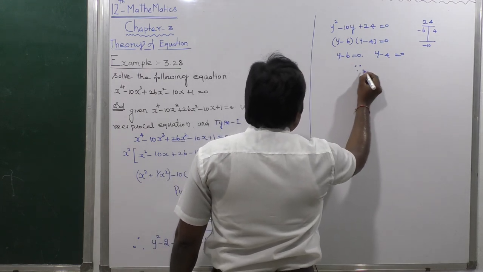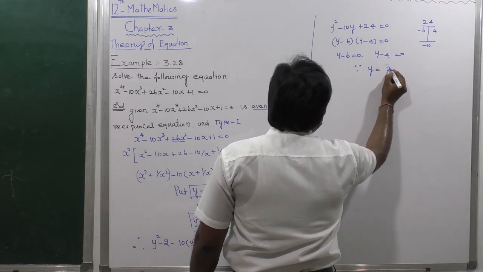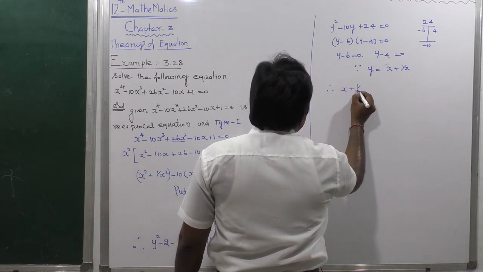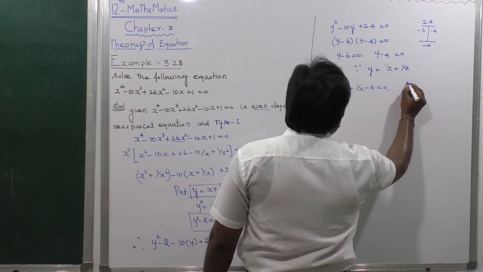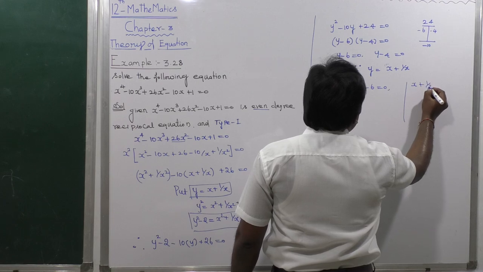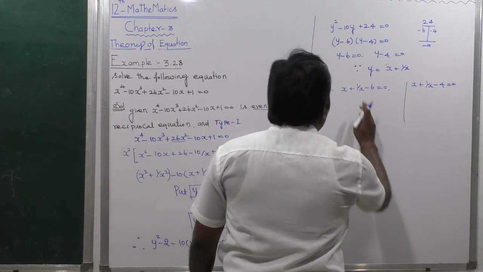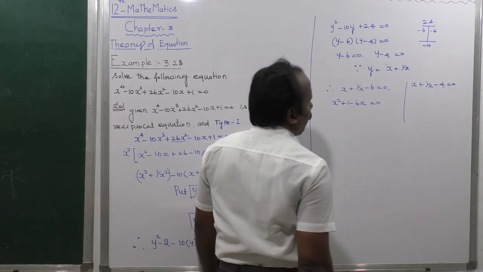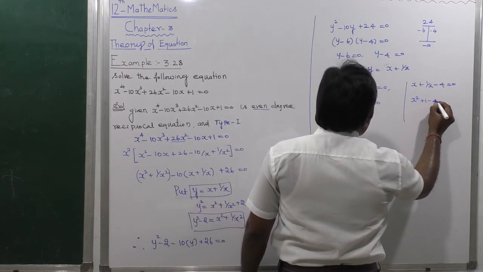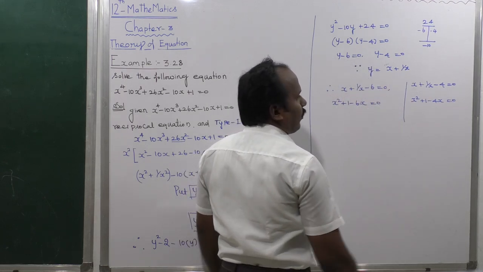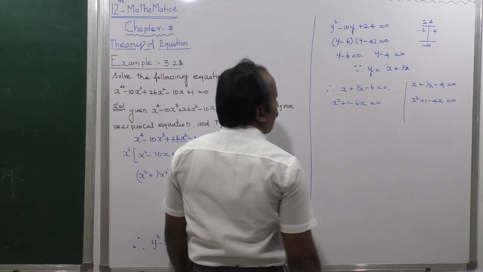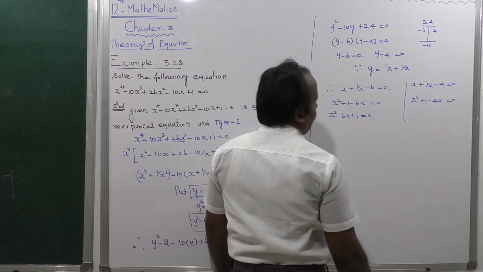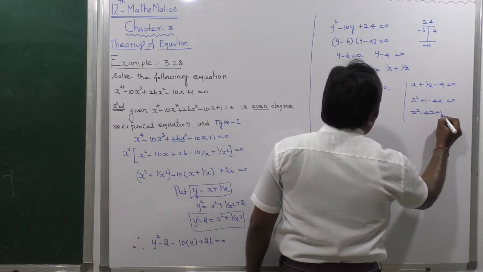Since y = x + 1/x, the first equation is x + 1/x − 6 = 0 and the second equation is x + 1/x − 4 = 0. Cross multiplying with the LCM, x² + 1 − 6x = 0 and x² + 1 − 4x = 0. Multiplying through by x, the right side stays 0. So x² − 6x + 1 = 0 and x² − 4x + 1 = 0.